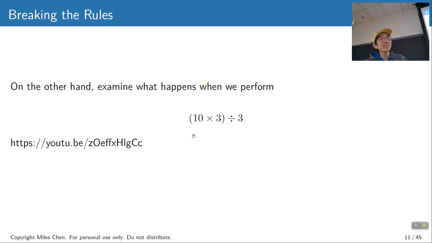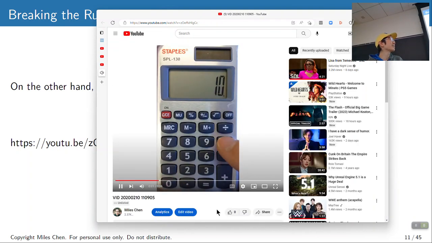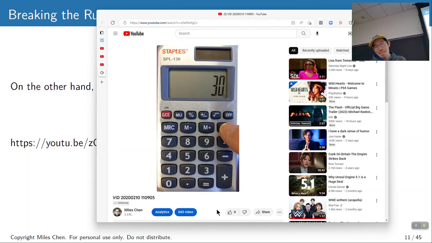What about this? 10 times 3 divided by 3, okay? Well, on the calculator, what would we get? We would get 10, right? So here's the other video. 10 times 3, 30, divided by 3, we get 10, okay?